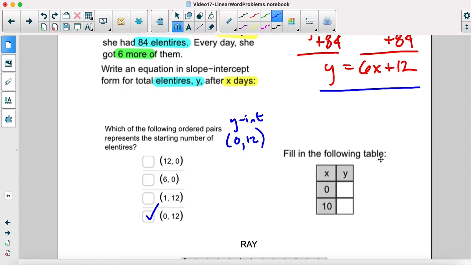Over to the right, it says fill in the following table, and it gives us two x values. They want to know what y is when x is equal to 0 and when x is equal to 10. Well, the first one we know. We just calculated that. When x is 0, y is 12.